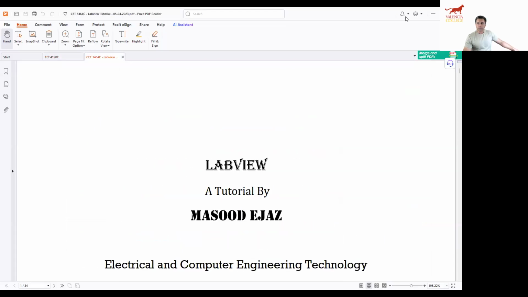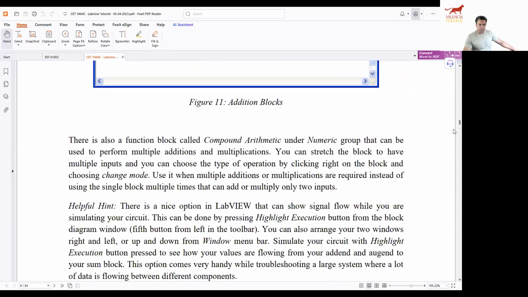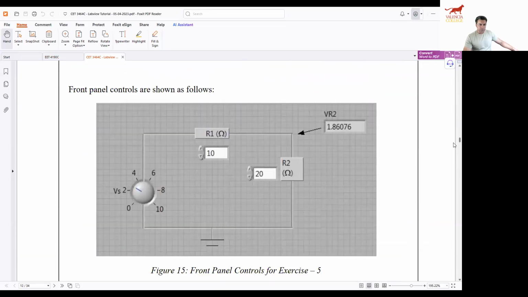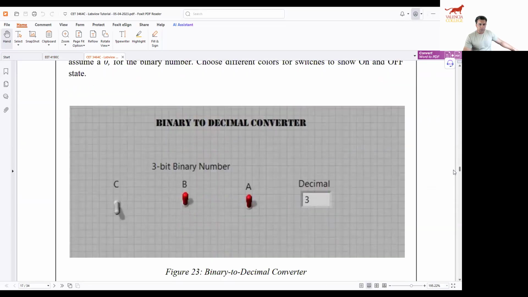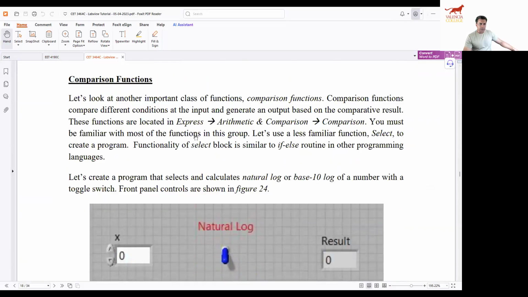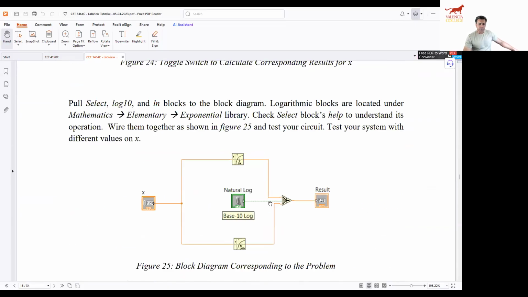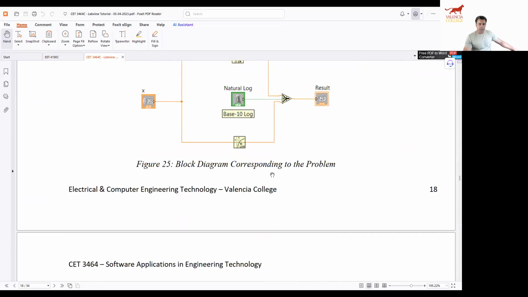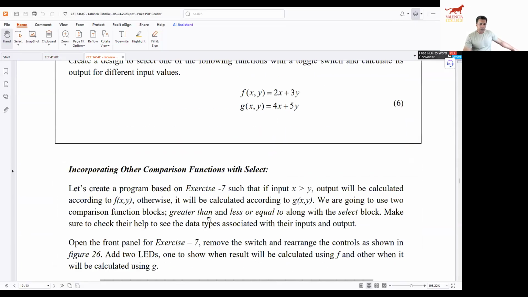I'm going to open LabVIEW and then we will discuss some programs, but let me just move to the page. Exercise 6 was the last exercise that you did. And then we're going to start working with the comparison functions. The first function we are going to look at is what we call the switch. This is the switch. So we're going to look at the switch.